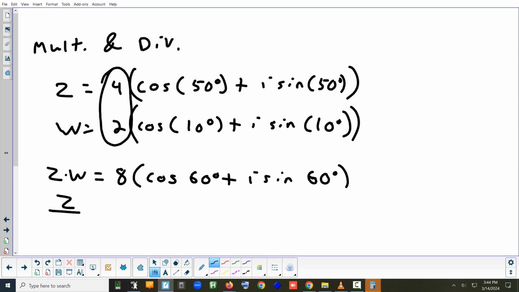Cool. Now to divide them, what do we do with our two radii when we want to divide? Divide them. So the radius would be 4 over 2, which is 2. And what about your angle?